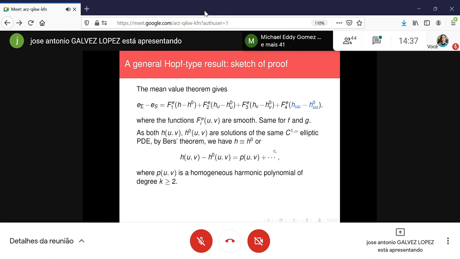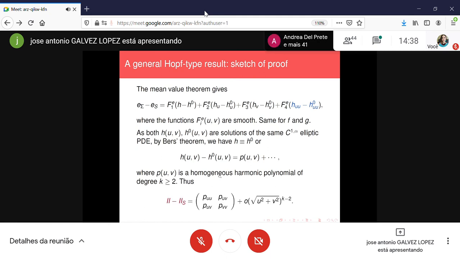Then, under these conditions, we can use Weyl's theorem, since h and h naught are solutions of the same second order elliptic PDE. Observe that both surfaces are in the class of surfaces A that are given by a second order elliptic PDE. So we obtain that either the height functions agree, or the difference between the height functions of both surfaces is given by a harmonic polynomial of degree at least 2 plus higher order terms at the origin.